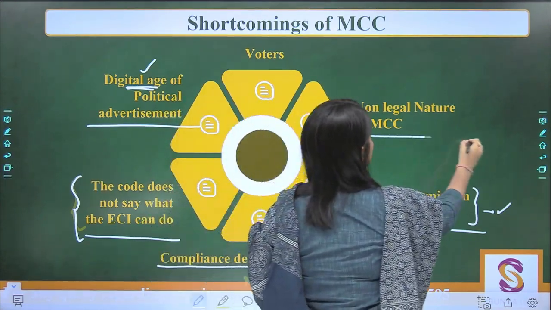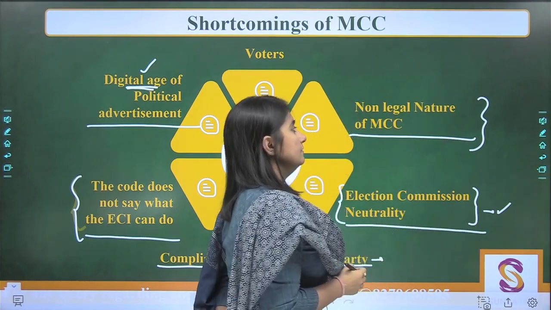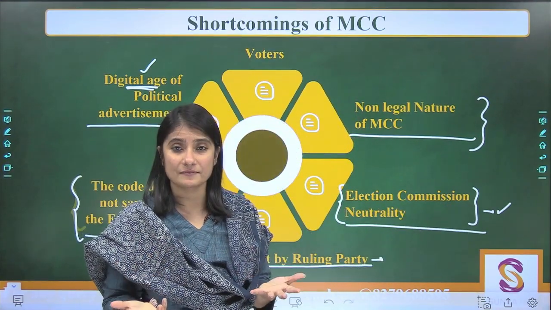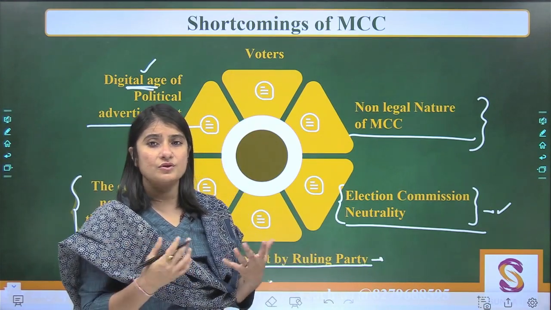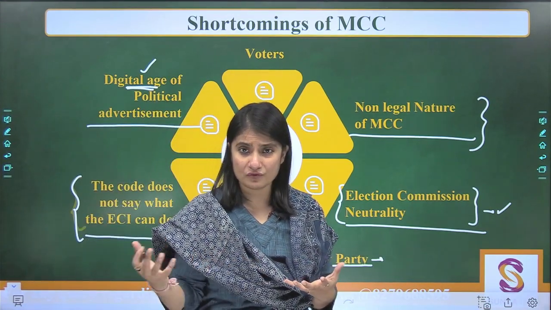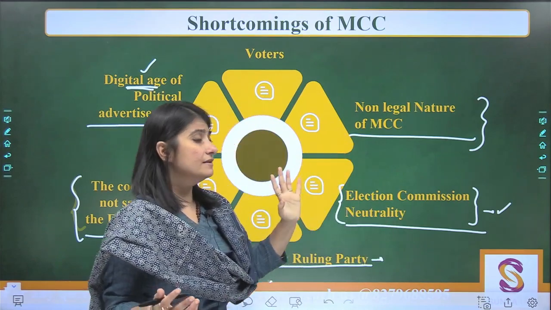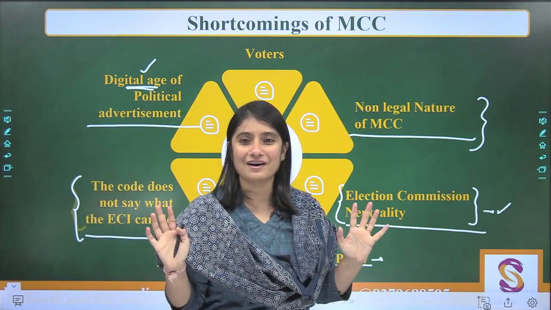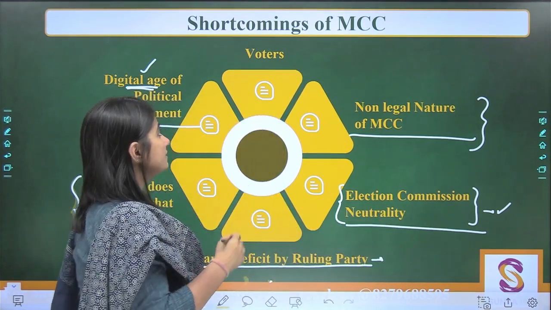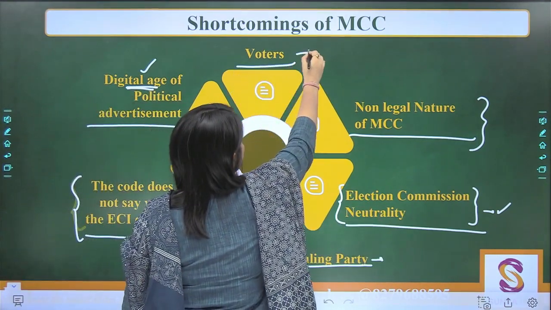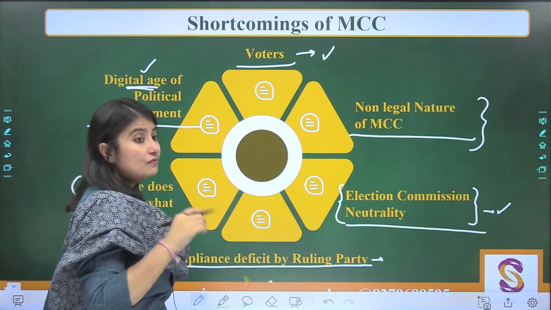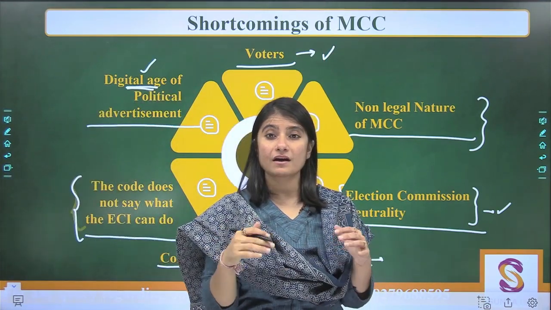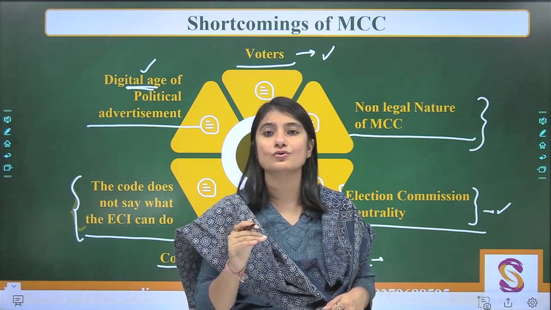Also, the huge thing is that the model code of conduct has no statutory backing. So it's just a moral thing that you're supposed to follow. So the parties don't feel any deterrence. They're like, ठीक है, देख लेंगे आगे क्या होगा. They're not really bothered about all these things. Also voters. Now what is the issue with voters? The voters are not aware about the provisions of the model code of conduct.